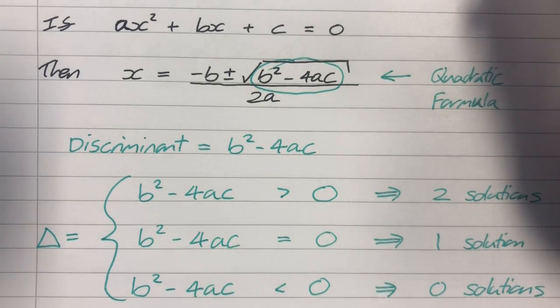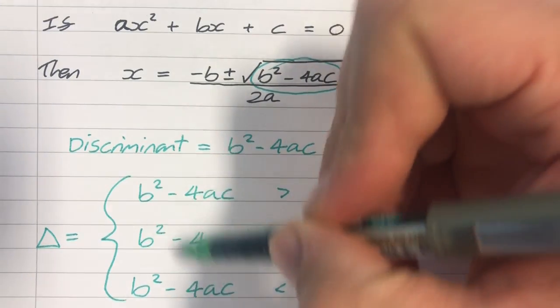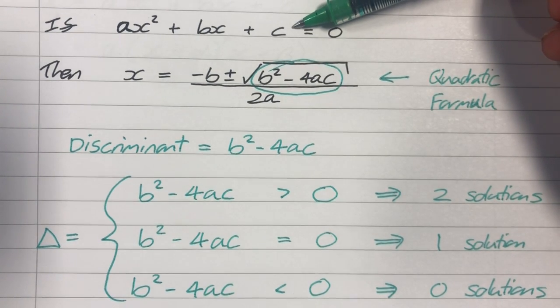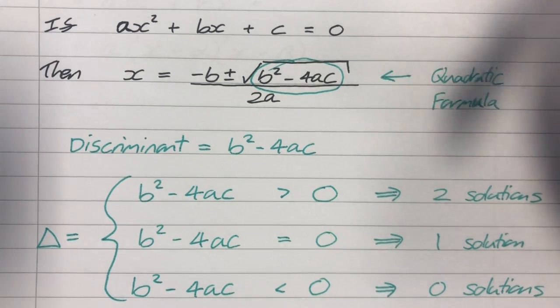Next video, we're looking at some quadratic graphs, so we can see the implication of this theory when we are plotting a graph y equals ax squared plus bx plus c.